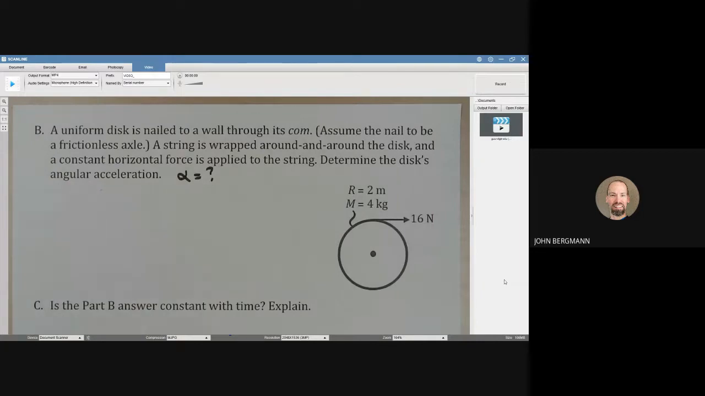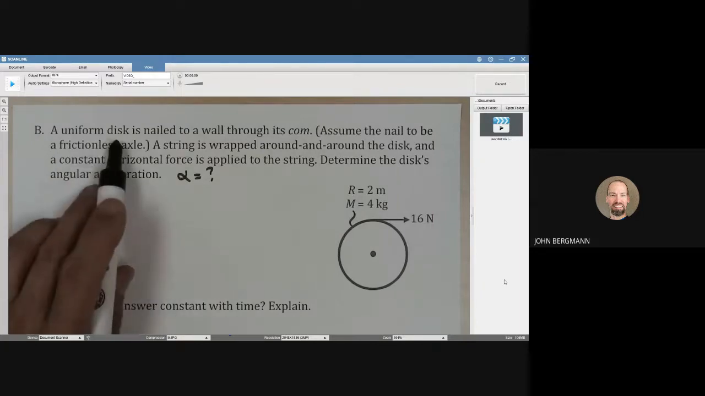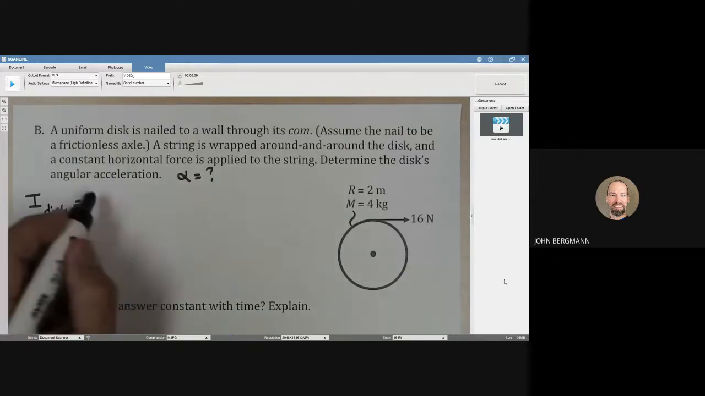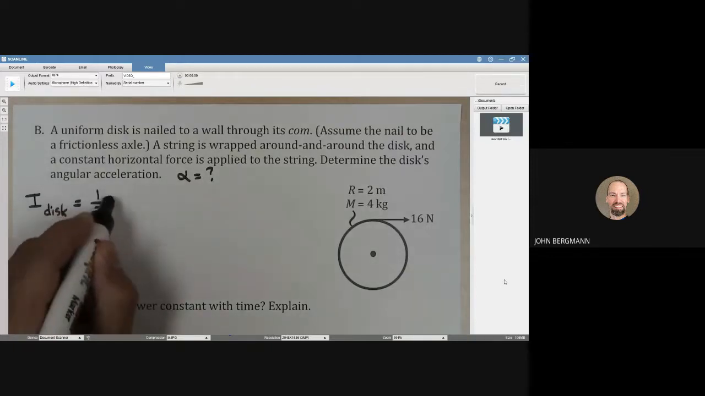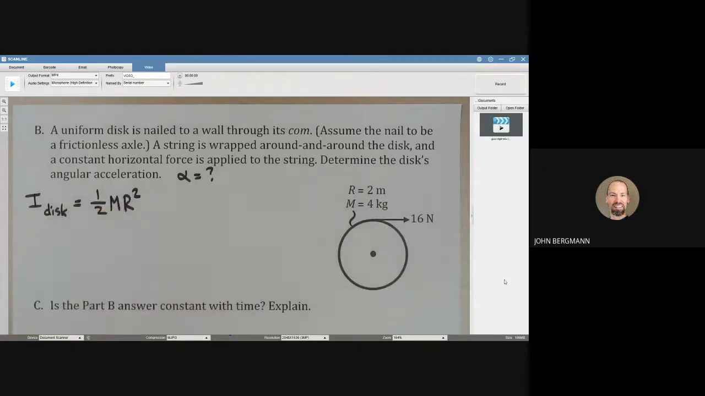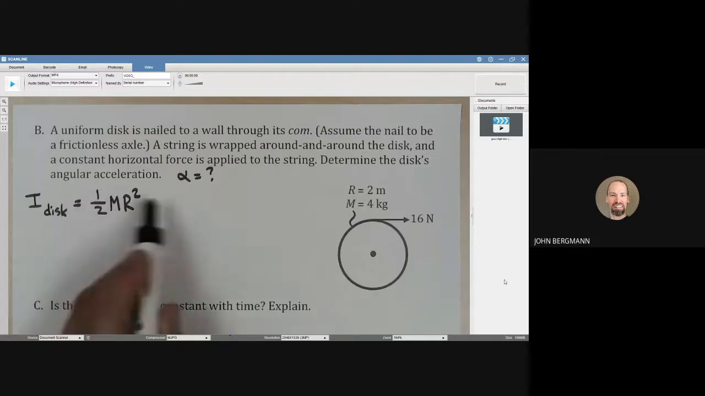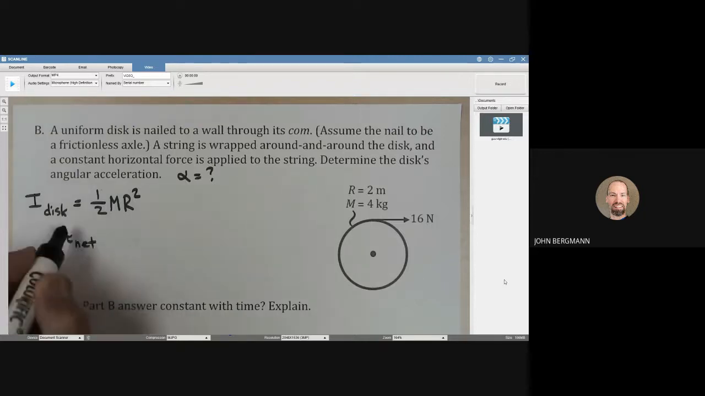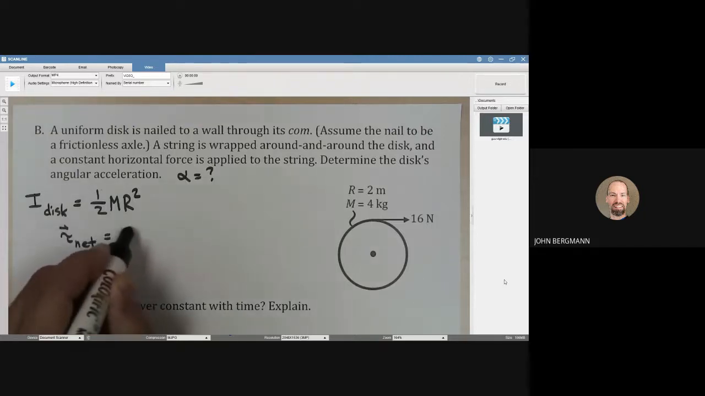Well, I think one thing we need to note is that we have a disk here. The moment of inertia of a uniform disk, we derived this in an earlier video, but you can usually look it up in a table, is equal to 1/2 times the mass of the disk times its radius squared. If we want to know the angular acceleration, we're going to have to use Newton's second law. So let's do that. The net torque is equal to the moment of inertia times alpha.